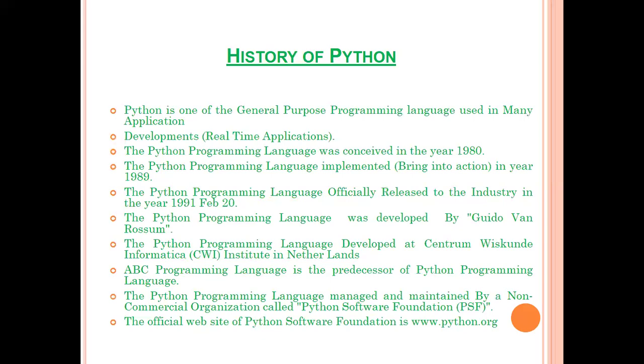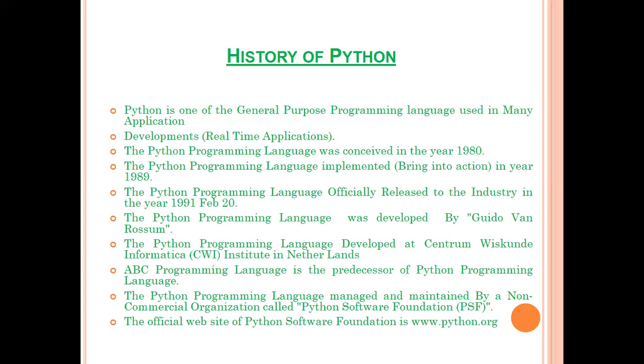Now, Python programming was conceived in the year 1980 and was brought into action in the year 1989. But officially, it was released on February 20, 1991. The Python programming language was developed by Guido van Rossum. So Guido van Rossum was the father of the Python programming language. It was developed at CWI, that is Centrum Wiskunde & Informatica Institute in the Netherlands.